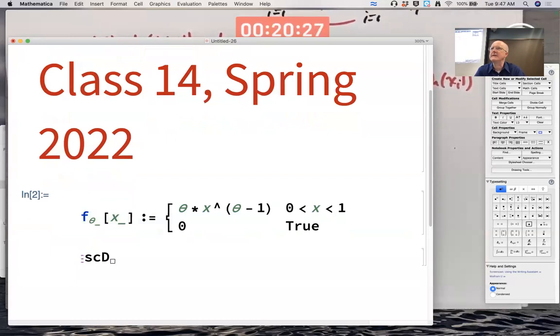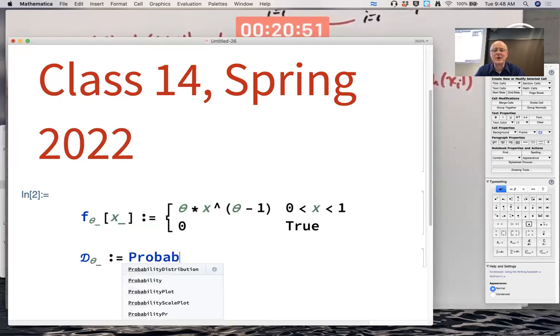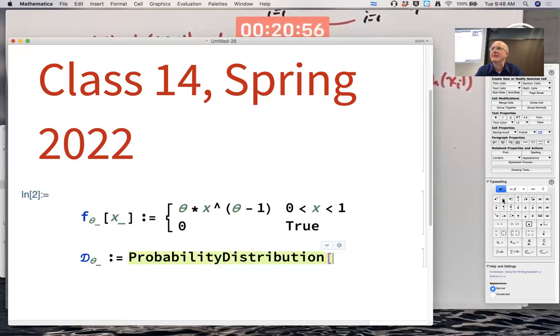Remember, it's probability distribution that allows you to do simulations with user-defined PDFs. And escape SCD escape makes a cursive D. Not that you have to make a cursive D here, but it's pretty. Okay, so probability distribution is what we wanted to use. I'll probably have you do some Mathematica for your next assignment, similar to what I'm showing you here.